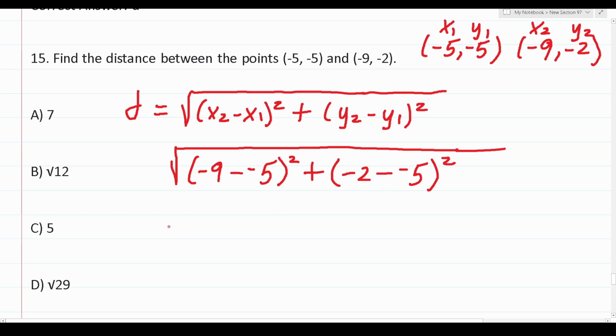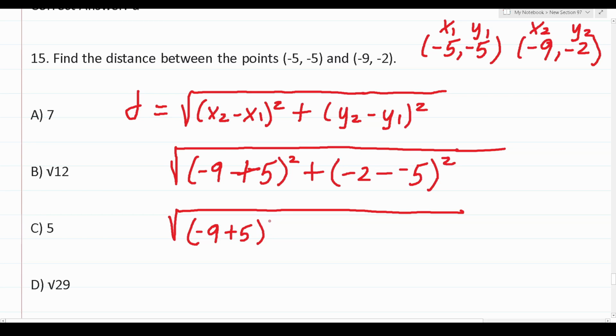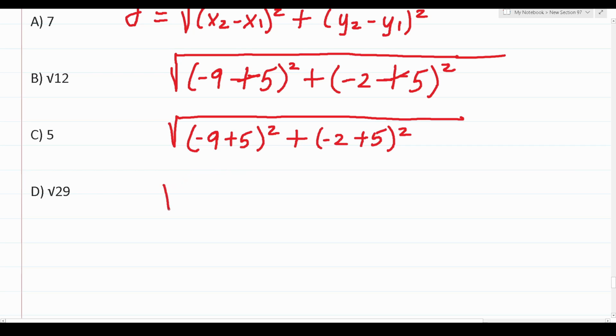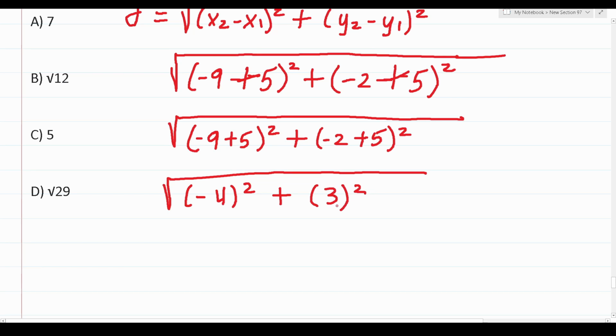All right, let's work this out. This becomes -9. Negative is plus. So this is -9 plus 5 squared plus, again, this becomes -2. Negative is plus. -2 plus 5 squared. All right, let's keep working this out. -9 plus 5 is going to be -4 squared. And -2 plus 5 is going to be 3 squared.